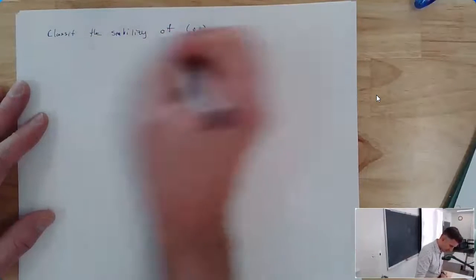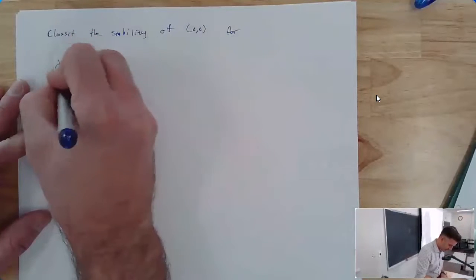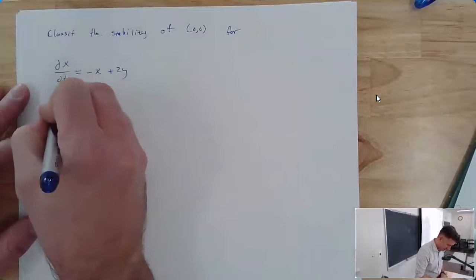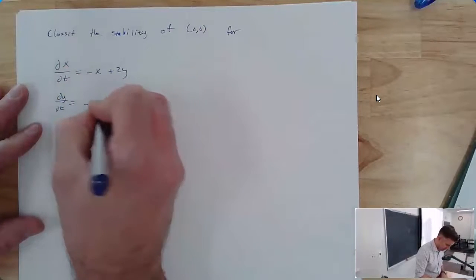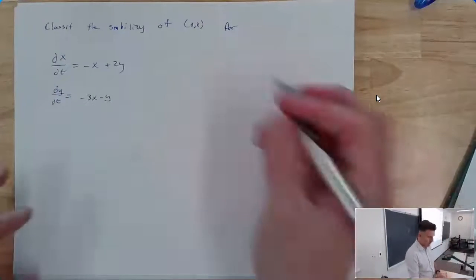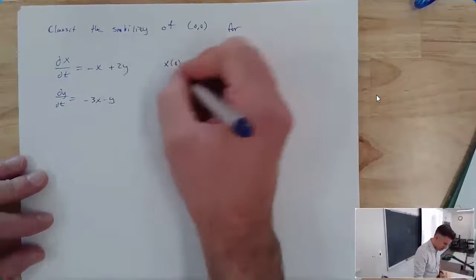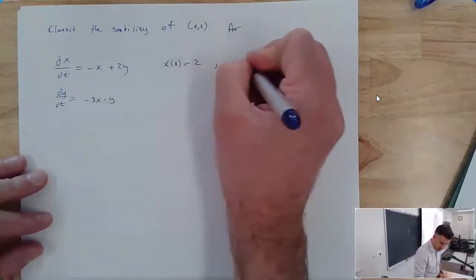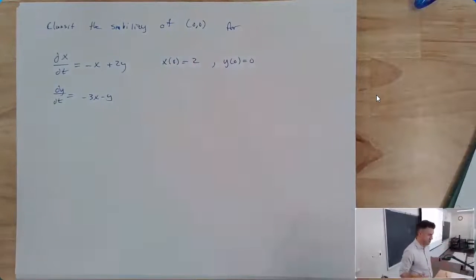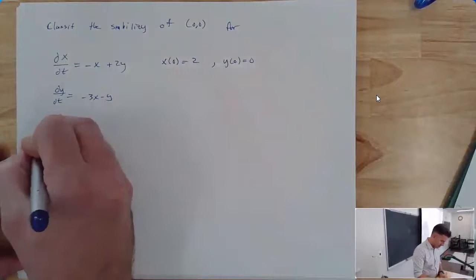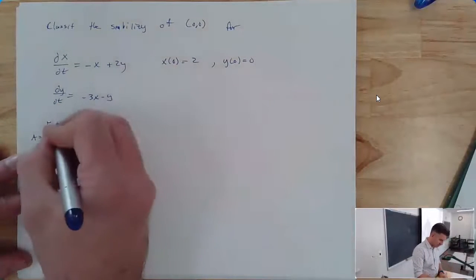for the following system. dx/dt is equal to negative x plus 2y, and dy/dt is equal to negative 3x minus y. And we'll even throw in some initial conditions just for fun. x of 0 is 2, y of 0 is 0. So let's do the usual thing. We'll write our matrix. Our matrix is just negative 1, 2, negative 3, negative 1.